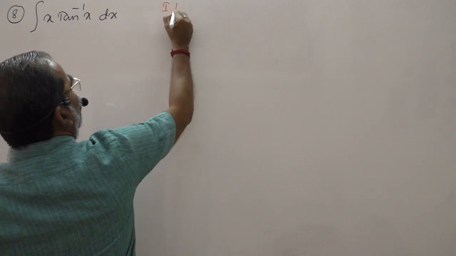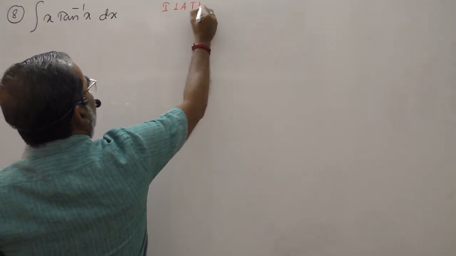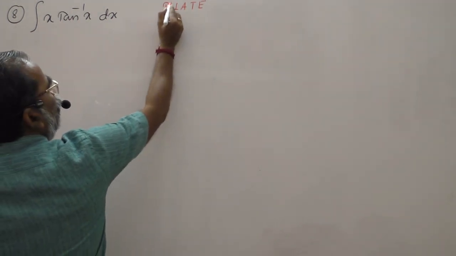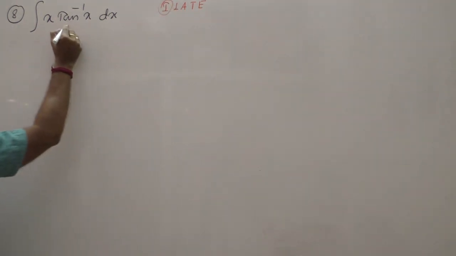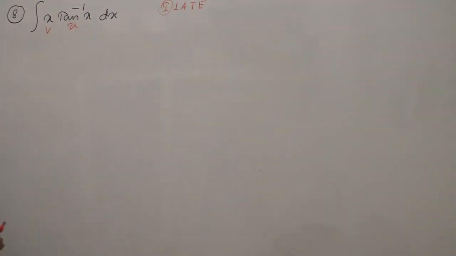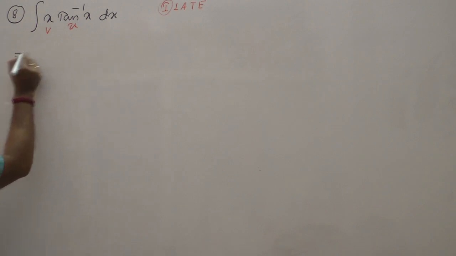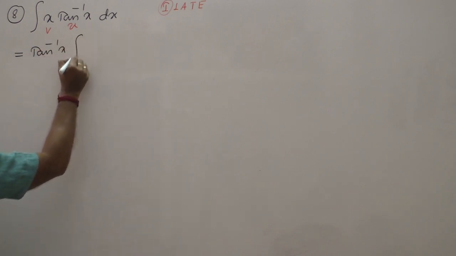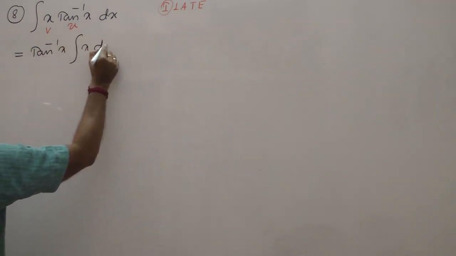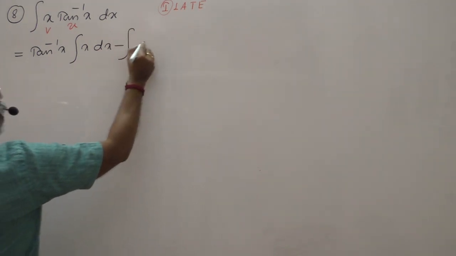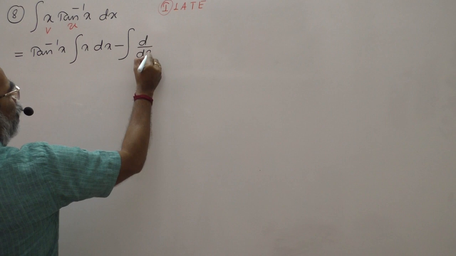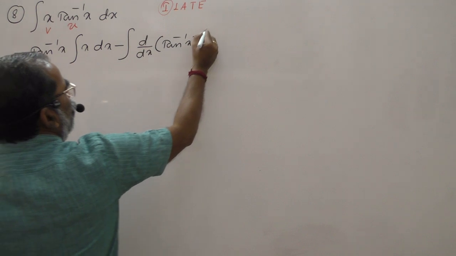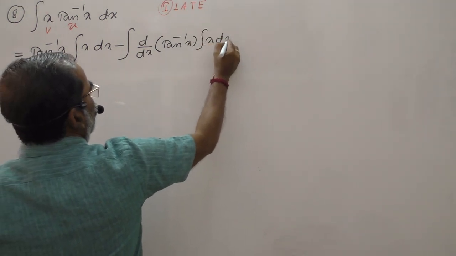Again a product is there, no? We will use integration by parts. Here x is an algebraic function, this is an inverse function. So the inverse comes first. Therefore this is u and this is v. And proceed. So first, u means tan inverse of x, into the integral of v dx, that is x into dx, minus the integral of d by dx of u, that is tan inverse x, into the integral of v dx.